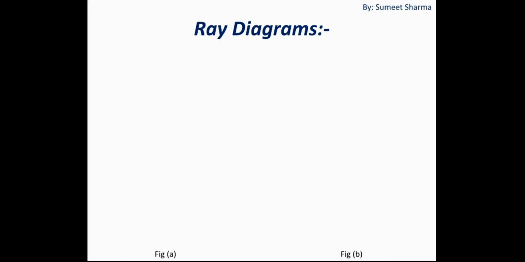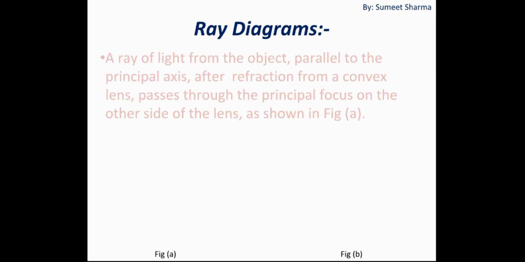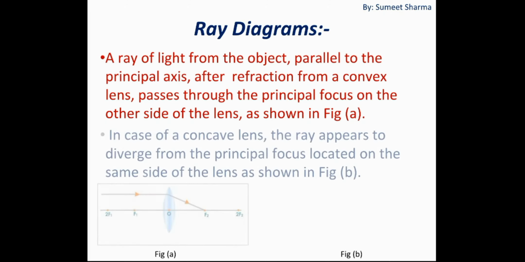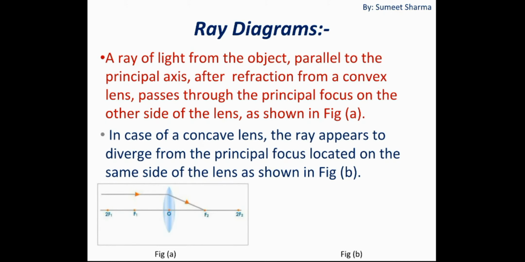तो फर्स्टली हम सिंपल रे डायग्राम्स के बारे में देखते हैं। A ray of light from the object parallel to the principal axis after refraction from a convex lens passes through the principal focus on the other side of the lens. तो जैसा आप इमेज ए में देख सकते हैं, फिगर ए में a ray parallel to the principal axis after refraction from the lens it passes through the principal focus on the other side of the lens. This is in case of convex lens.